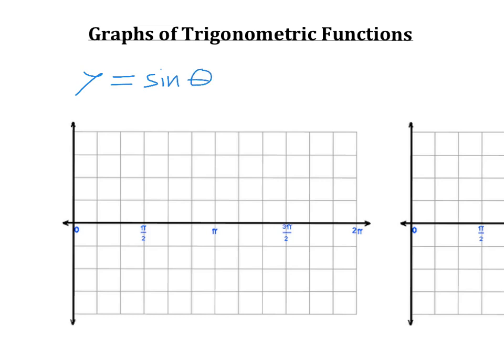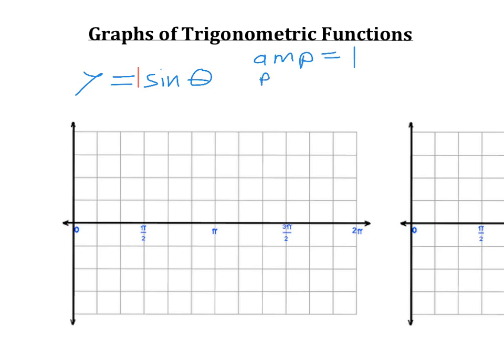In the first half of the lesson you learned that the amplitude was 1, and the reason was because there's an invisible 1 here, and you take the absolute value of that, and the absolute value of 1 is 1.